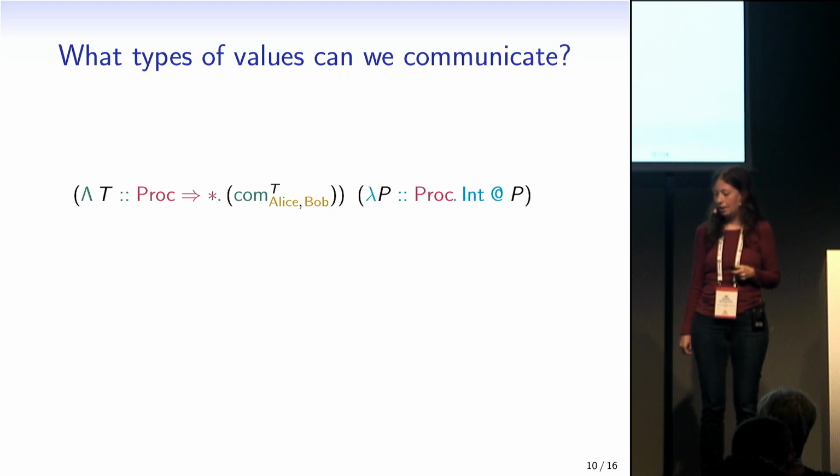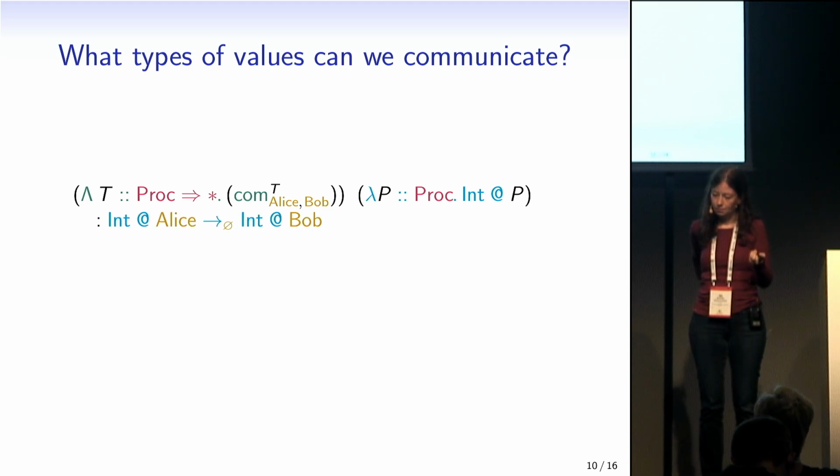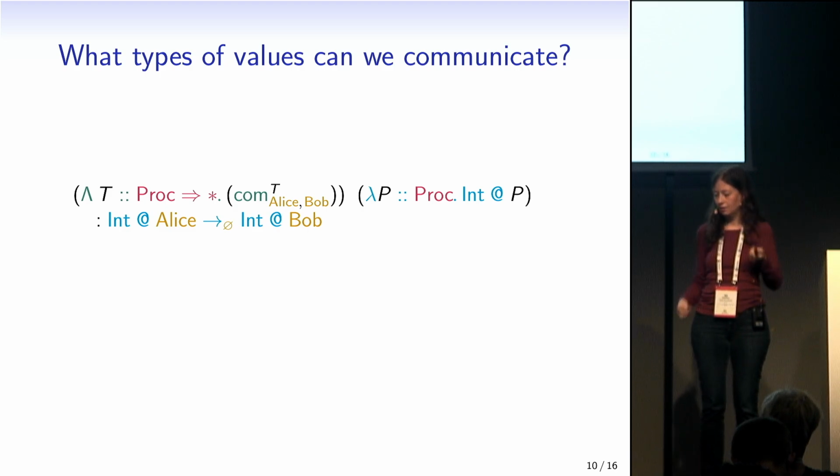So what happens if we instantiate it like this? We have to make our little type level function, which takes a process P and creates an int at P. Then the whole thing becomes an int at Alice to an int at Bob. Perfect, that's what our communication should be doing if we're communicating int.